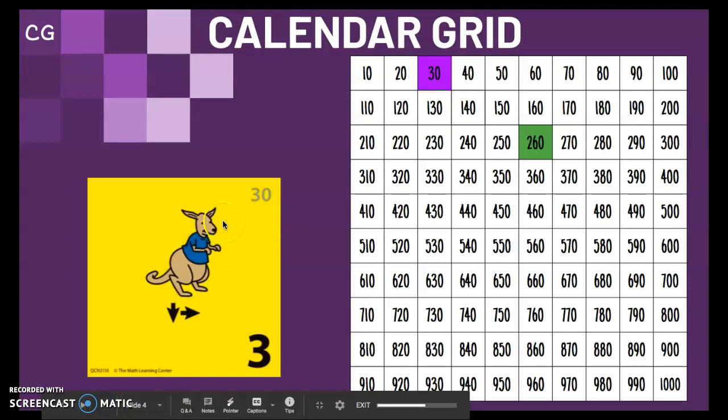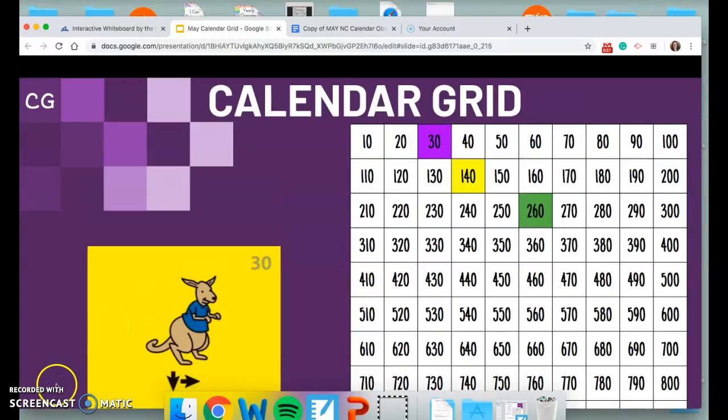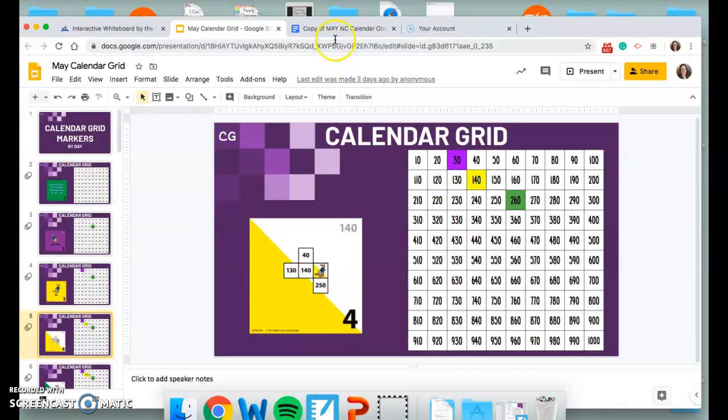So card 3 shows Joey the kangaroo going down 1 row. So starting at 30, going down 1 row, and to the right 1. So he lands on card 3 at 140, and you are going to color that in yellow because the whole card is yellow for card 3. So go ahead and pause the video, find a yellow, and color in 140. Now we're going to go back, and before we forget, fill in our observation chart for that card.